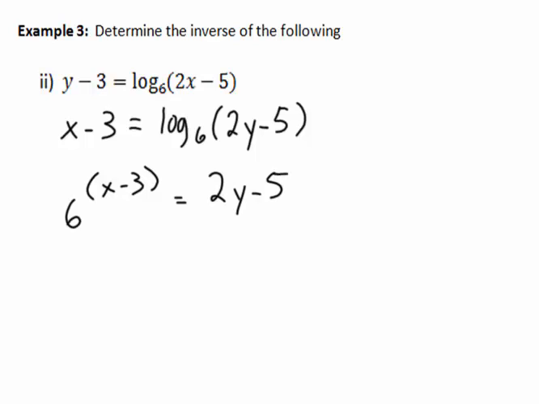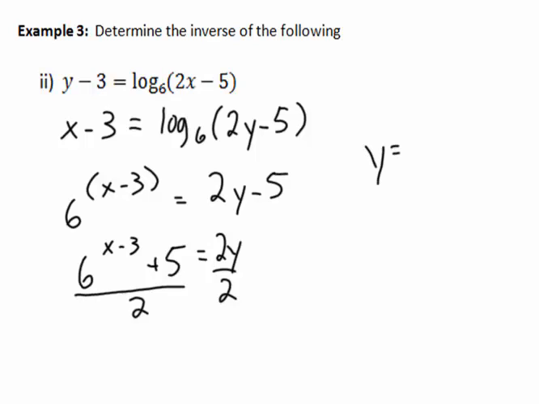Now we just have to solve for y. So 6, those brackets aren't doing anything, so let's get rid of them. To the x minus 3 plus 5 is equal to y, or should I say 2y. And now we can divide both sides by 2. And there's the inverse. Y equals 6 to the x minus 3 plus 5 all over 2. And that's how we can find the inverse, to go from logarithmic to exponential or exponential to logarithmic. And we're going to do a number of these questions in class.